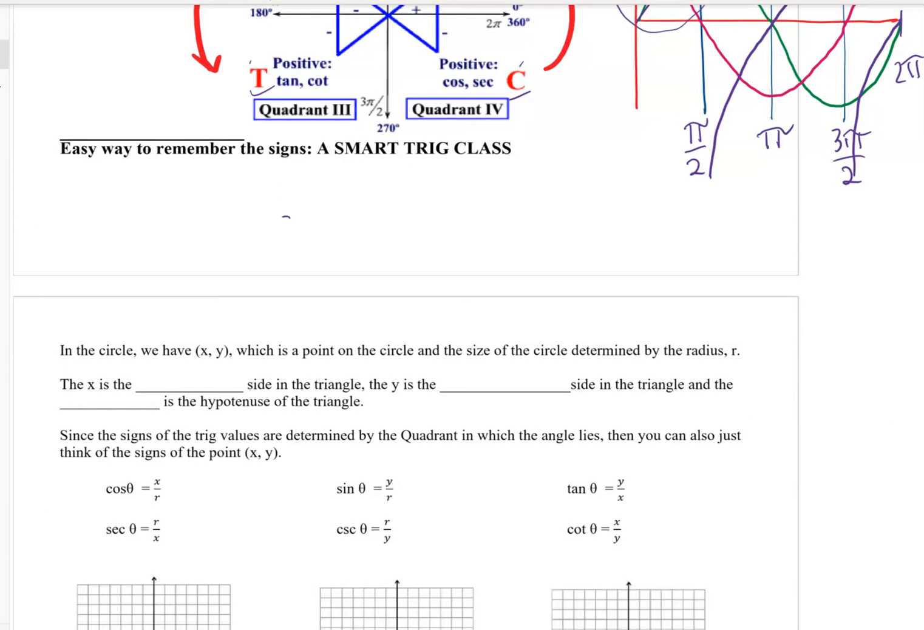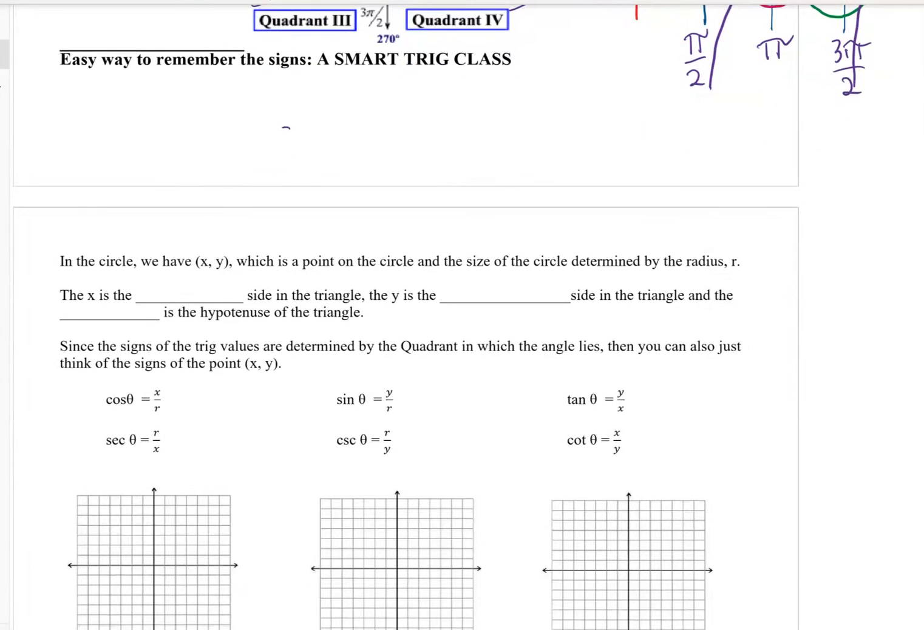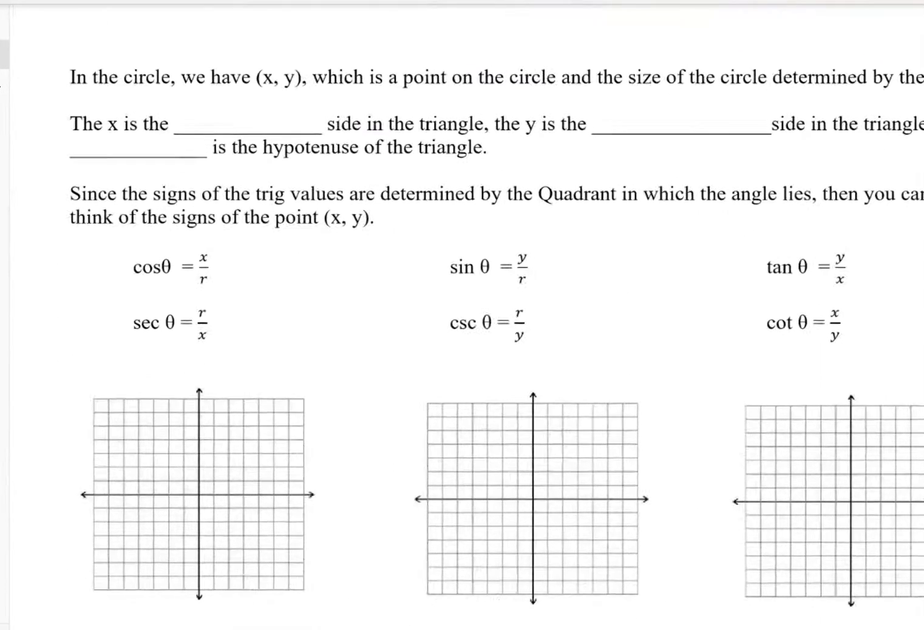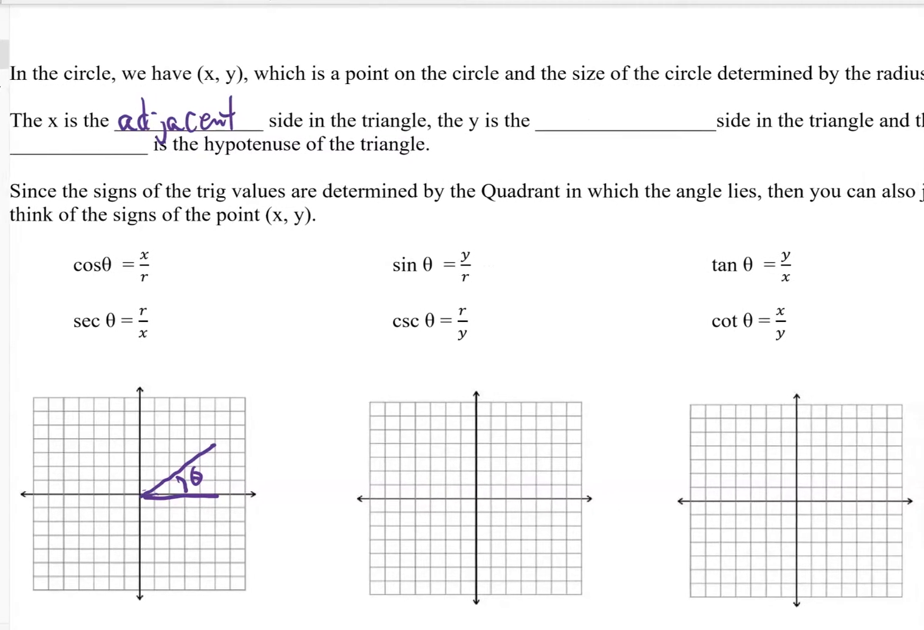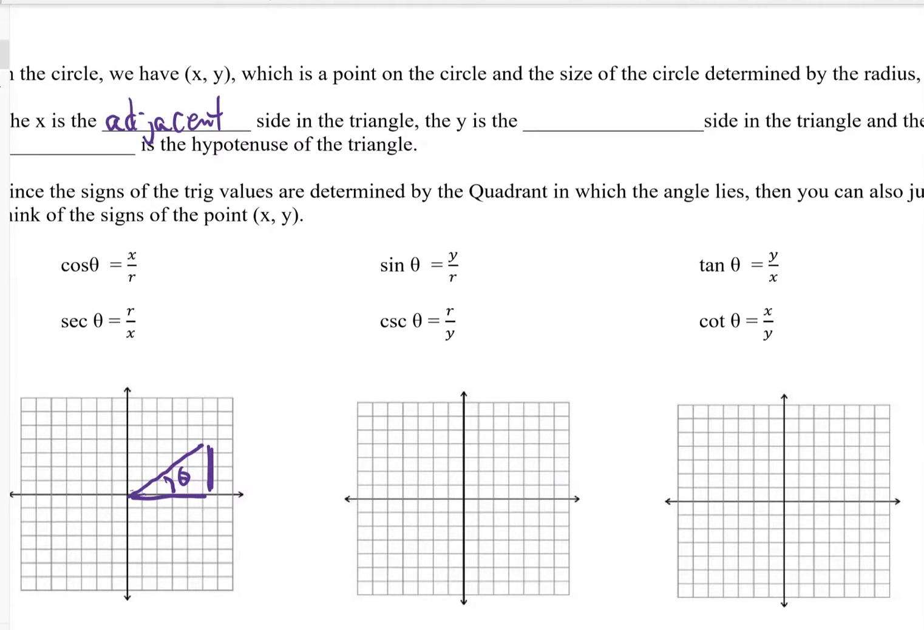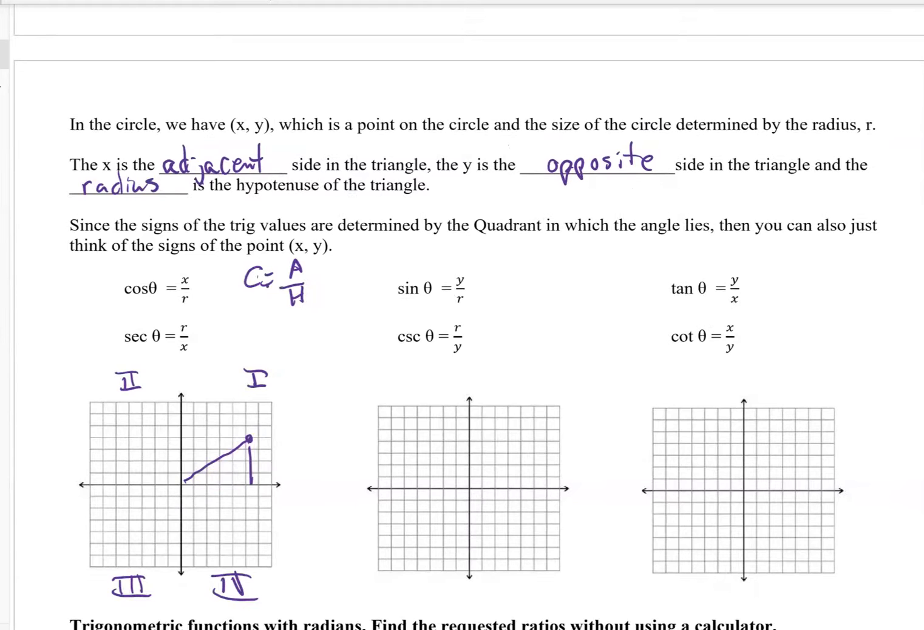In a circle, we have a point, x y. The size of the circle is determined by radius r. If we look at an angle, the x value is the adjacent side. The y will be the opposite side of the triangle. So as a reminder, we would number our quadrants in counterclockwise fashion from upper right at quadrant 1.